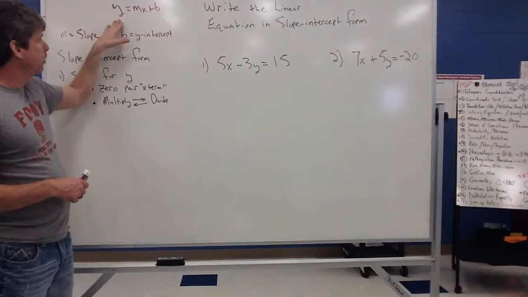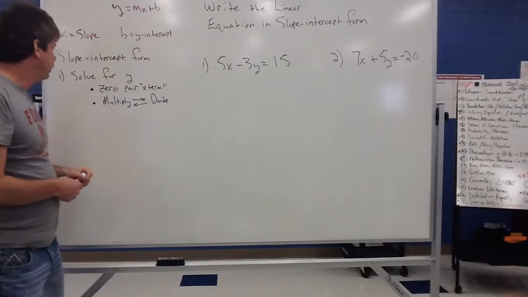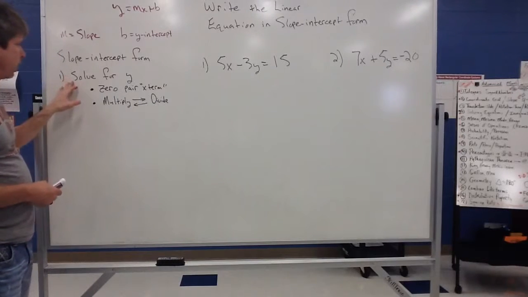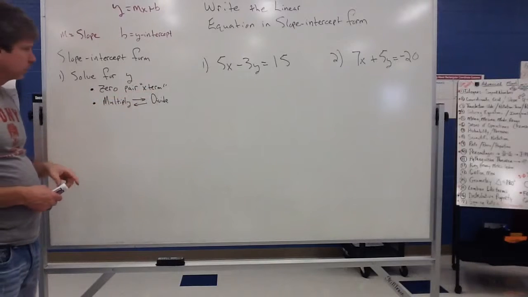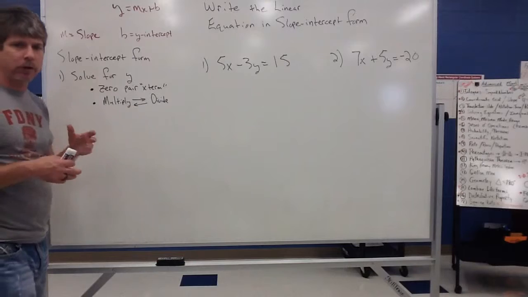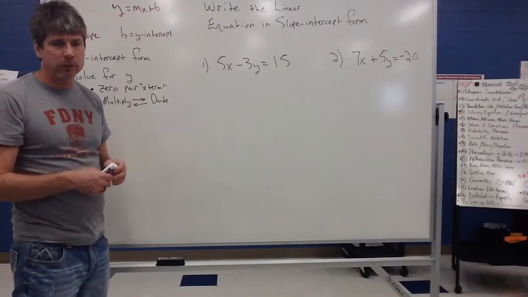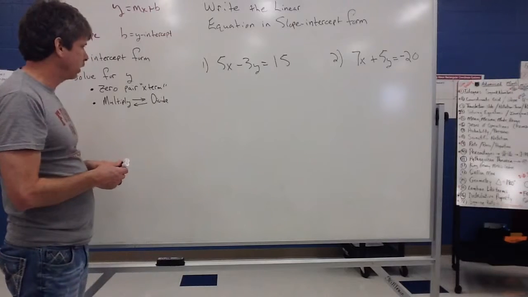So basically what we're picking up on is, to be in slope-intercept form, we have to solve for y. So a few little steps here. In solving for y, the first thing we want to do is zero pair that x term. The next thing we want to do is probably multiply or divide. If we see multiplication, divide. If we see division, use multiplication. So we want to use that inverse operation concept between multiplying and dividing to get y by itself.